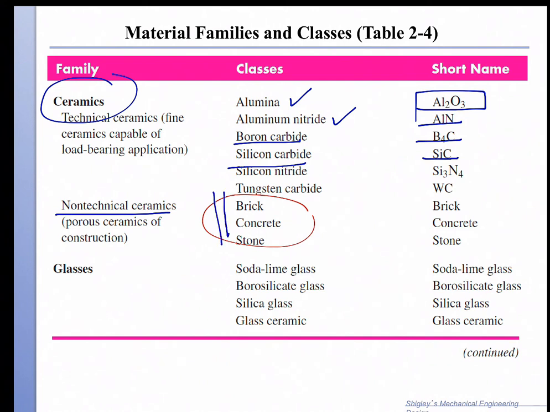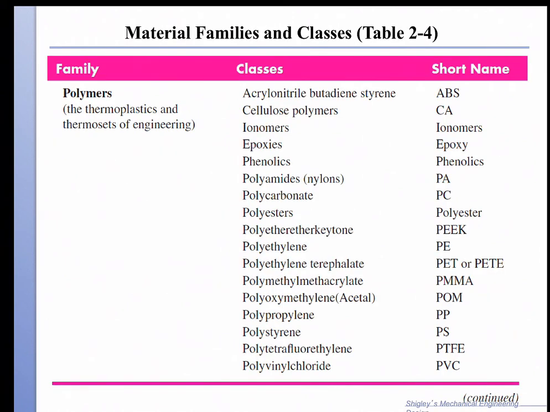In mechanical engineering applications, usually we don't use this group of materials. Usually, for civil applications, they are very useful. We also have glasses, and the classes of materials within glasses are glass ceramics, silica glass, borosilicate, and soda lime glass as examples. Next is the family of polymers.